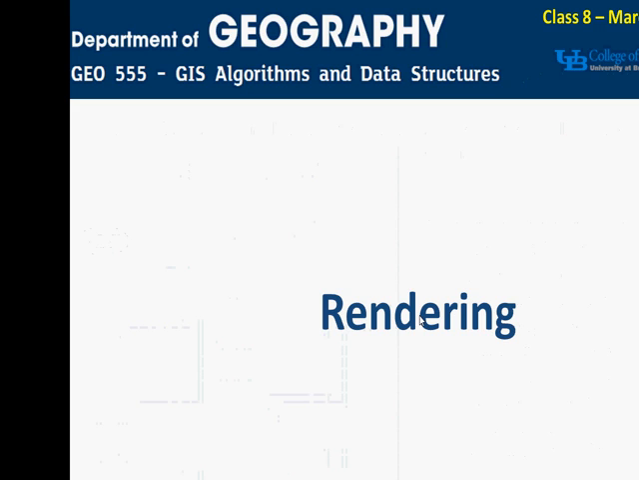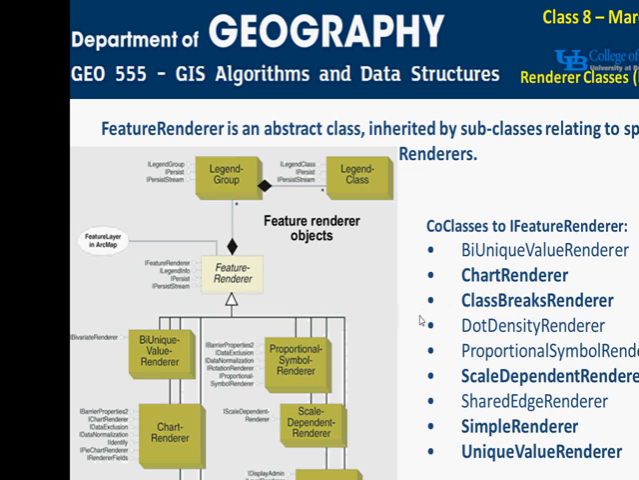We're now going to talk about, and I think this will spill into next week too, rendering. Rendering is setting symbols, like Lab 3, where you're setting symbology based on how you want attributes to draw in a legend. If you haven't done Lab 3 yet, this lecture will come in very handy for that particular lab. Feature renderer is an abstract class.